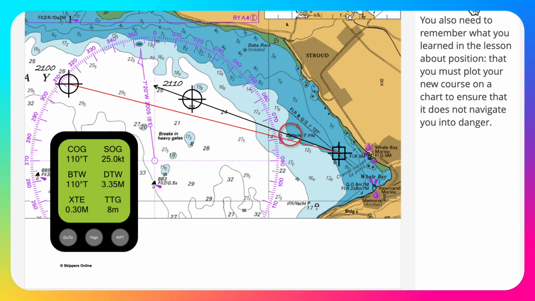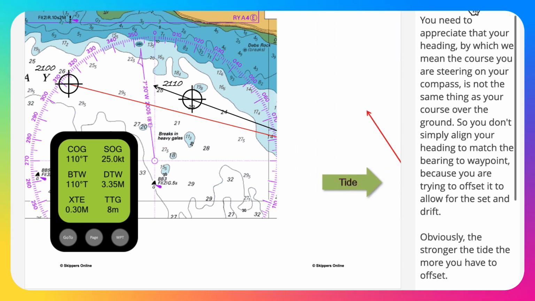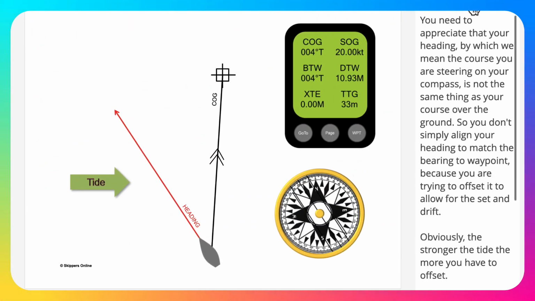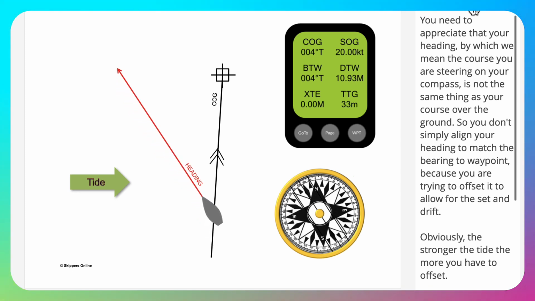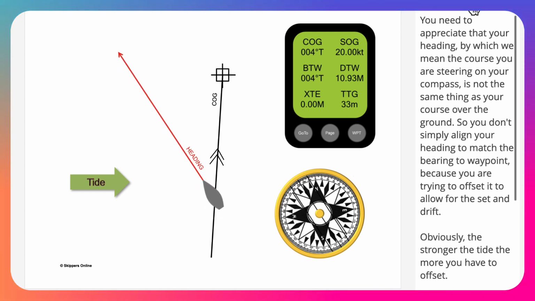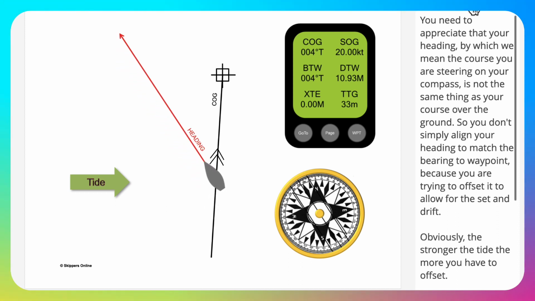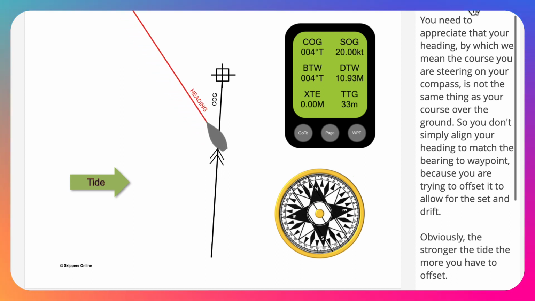You also need to remember what you learned in the lesson about position, that you must plot your new course on a chart to ensure that it does not navigate you into danger. You need to appreciate that your heading, by which we mean the course you are steering on your compass, is not the same thing as your course over the ground. So you don't simply align your heading to match the bearing to waypoint, because you are trying to offset it to allow for the set and drift. Obviously, the stronger the tide, the more you have to offset.